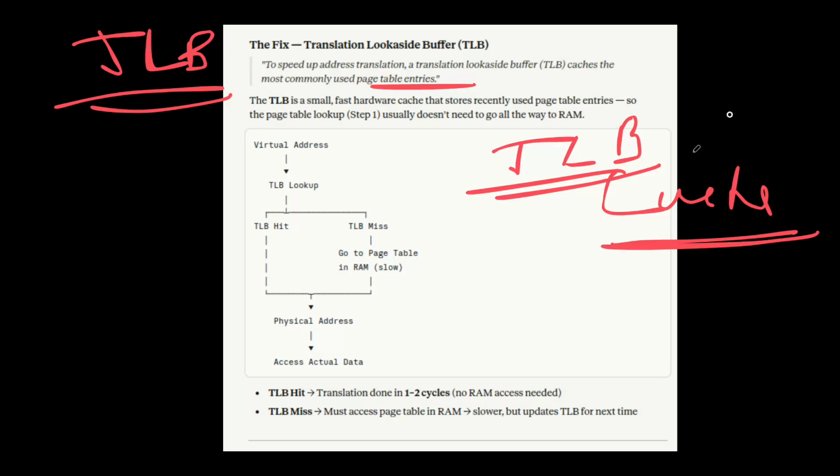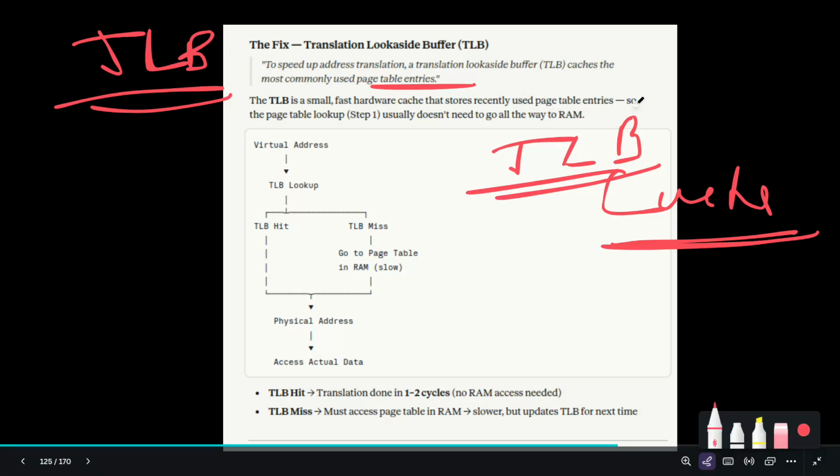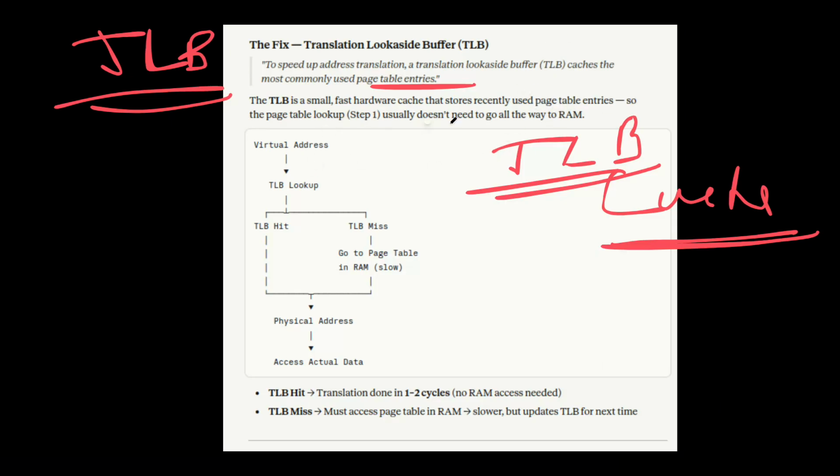Okay, it's hardware cache that stores the recently used page table address. So the page table lookup steps now would be that when you get the virtual address, we will first check the TLB. If it is present, it's a TLB hit, and you get the physical address. If it is not present, then it will be a TLB miss.